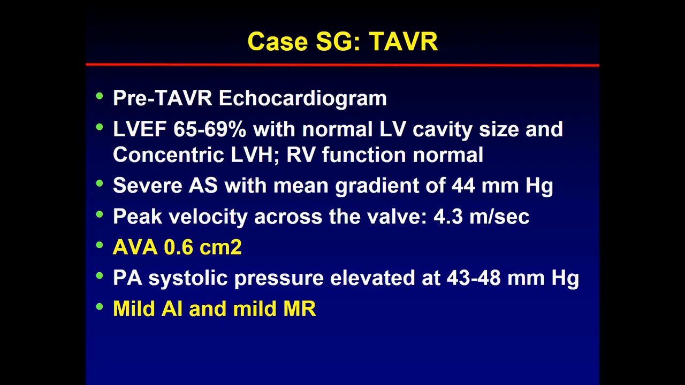This is what his echo showed, pre-TAVR echocardiogram, LVEF 65 to 69%, normal LV cavity size, concentric LVH, again not too surprising, RV function normal, severe AS with a mean gradient of 44 millimeters of mercury, peak velocity across the valve 4.3 meters per second, aortic valve area 0.6 centimeters squared, PA systolic pressure is elevated, and the patient had mild AI and mild MR.